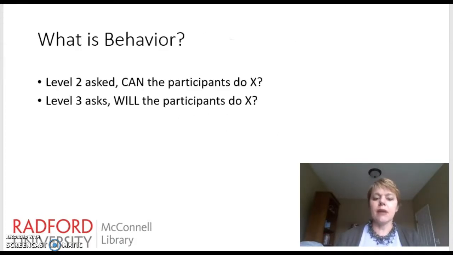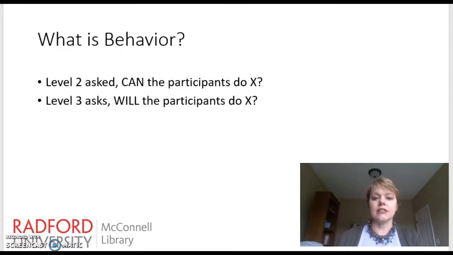When we're talking about Level 2, we were asking, can the participants do something? And we do it right at the end of the training session to see if they learned what it is that we were trying to get across. Level 3 is more about whether the students retain and then are able to use the skills that we taught them. The big difference is usually that there is some time elapsed. A rule of thumb is usually about 4 to 6 weeks after the training session. Did it stick? Are they using it?